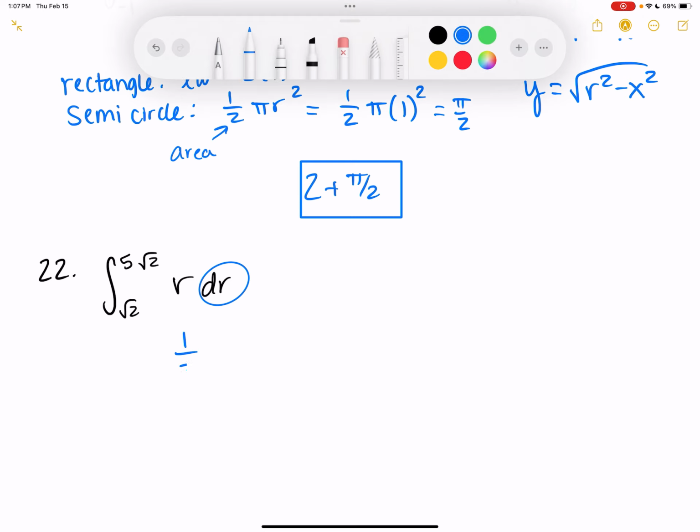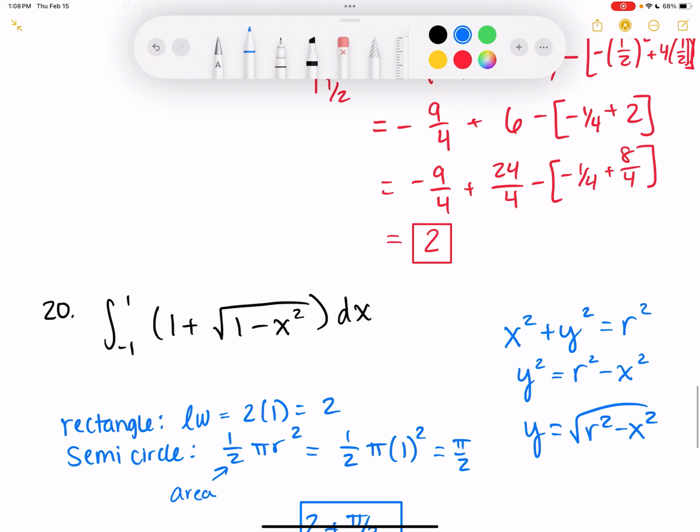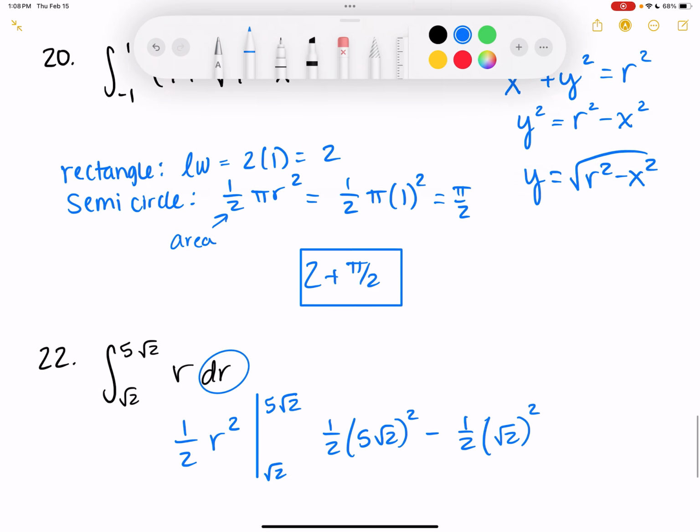1/2 r squared, evaluated from square root of 2 to 5 root 2. So this is going to be 1/2 times 5 root 2 squared minus 1/2 times square root of 2 squared. Now when it's just one piece like this, I will usually just do the minus sign and not bracket it off. The reason I bracketed off this one up here is because there were multiple pieces.